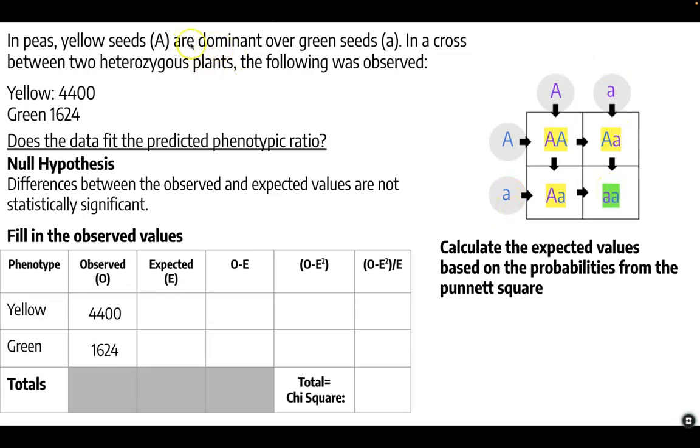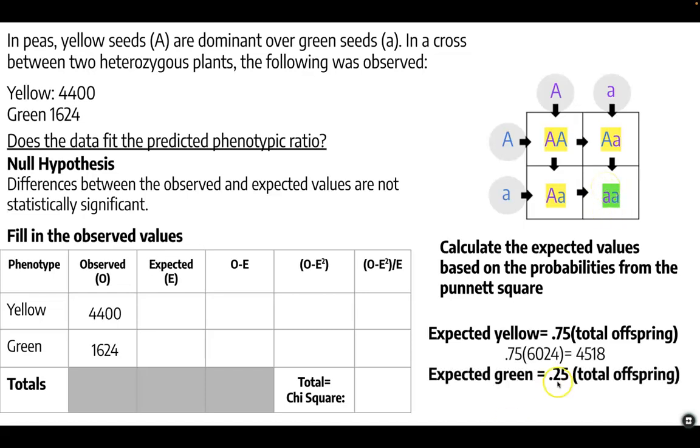Because we're saying that yellow is dominant, anytime you see an uppercase capital A, it's going to be a yellow plant. That's why I color coded it. And this one doesn't have a dominant allele, so this is going to be the only plant that's green. This is giving you ratios. So you're going to have a 75% chance that you're going to see a yellow flower, and a 25% chance that you're going to have a green flower.